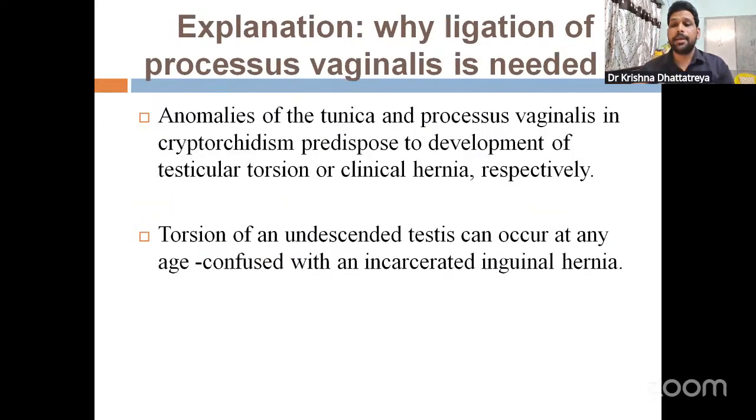So what are the other anomalies associated with undescended testes? The anomalies of the tunica. This will lead to testicular torsion, and in a case of undescended testis it will be difficult to differentiate testicular torsion from an incarcerated hernia. So it is very important to tackle this processus vaginalis at the time of surgery for the undescended testis.